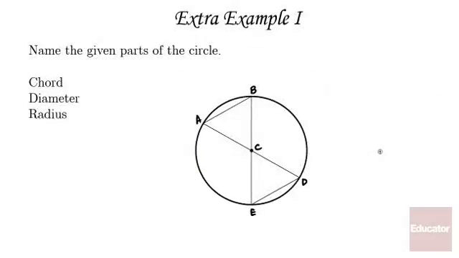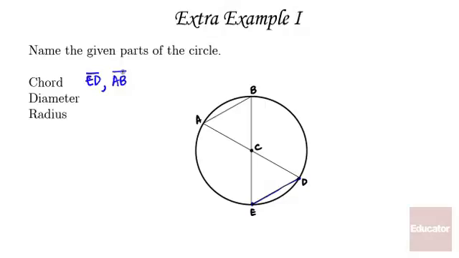Okay, so the first example, we're going to name the given parts of the circle. First is the chord. Now remember, a chord is a segment whose endpoints are on the circle, but it doesn't pass through the center. So there's an endpoint on the circle, and another endpoint on the circle. So for a chord, I can say ED, it doesn't matter if I say DE, or I could say AB or BA.